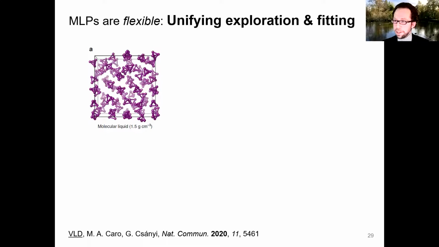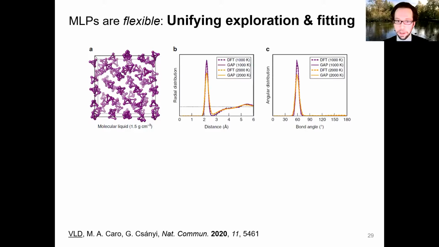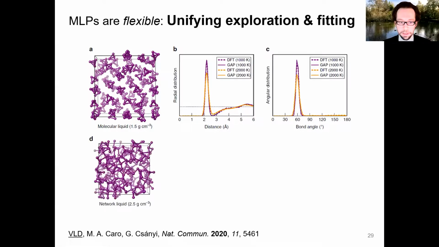And of course, because this is a meeting of people who like disordered and amorphous phases, I'm going to show you some first results for liquid phosphorus. This is the molecular liquid at low pressure, P4 units floating around. You see in the radial distribution a clear first peak and then essentially a structureless region. You see a very clear peak at 60 degrees. Those are P4 molecules which are basically intact.